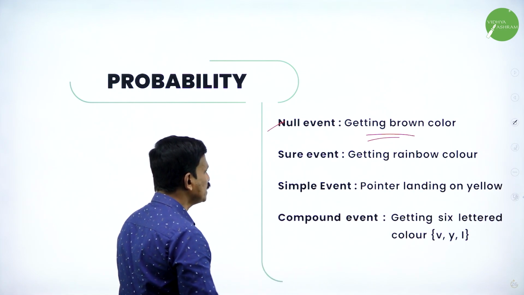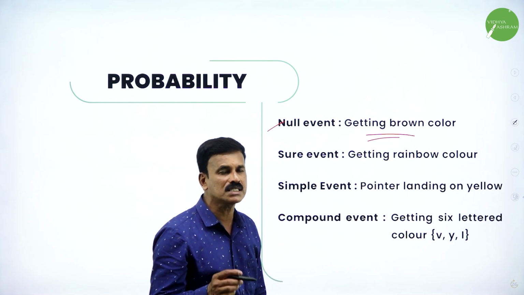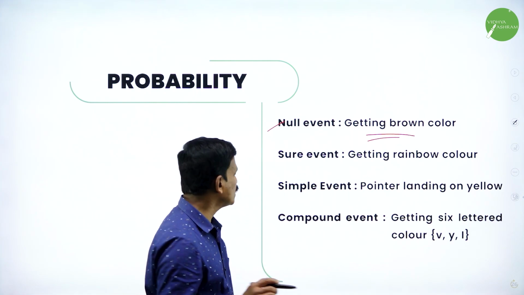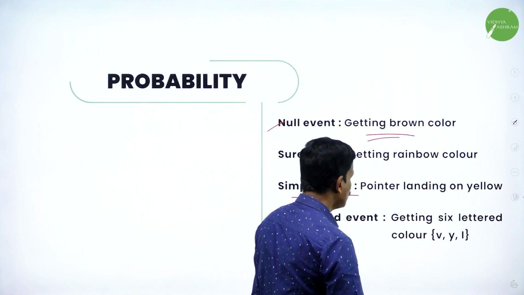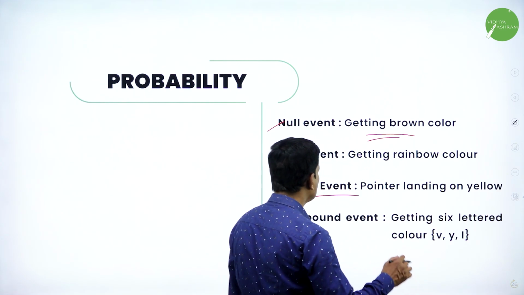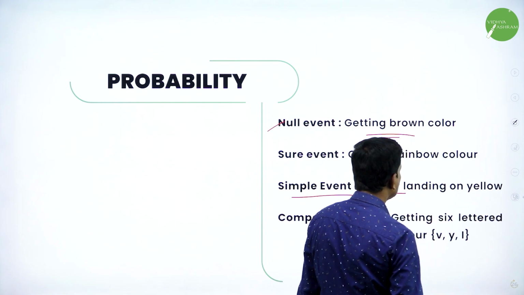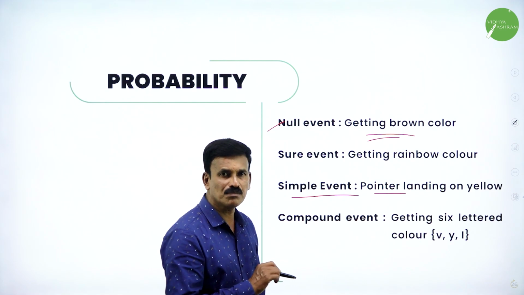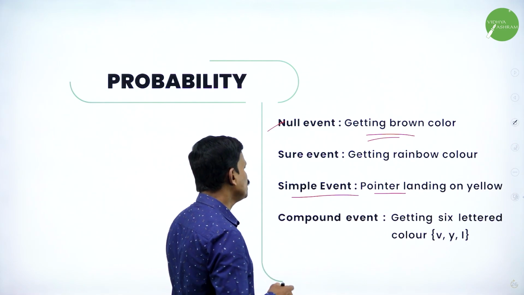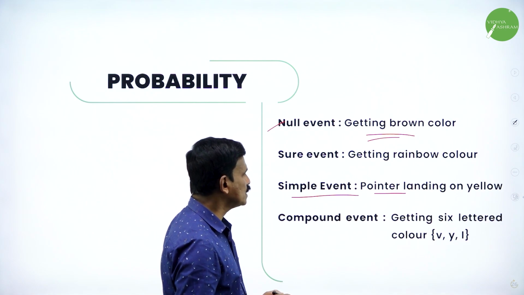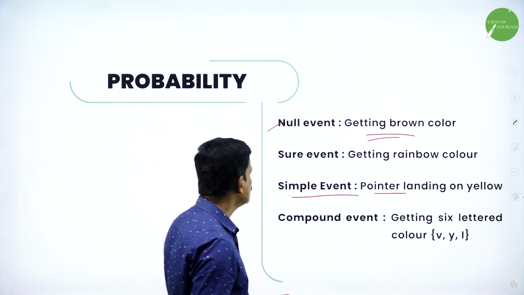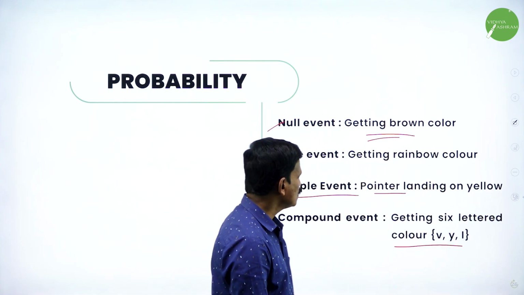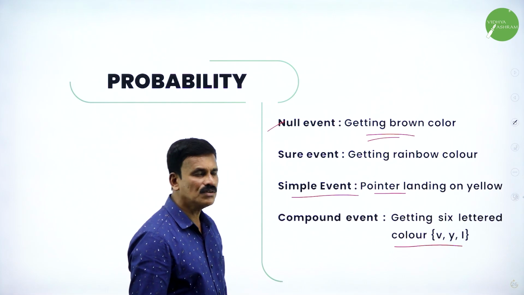Now, sure event: getting rainbow colors. Rainbow colors means all the 7 colors. Getting all the 7 colors is a sure event. Next is simple event. An example of a simple event is the pointer landing on yellow. Compound event means getting a 6-lettered color. Getting 6-lettered colors, that is violet, yellow and blue.